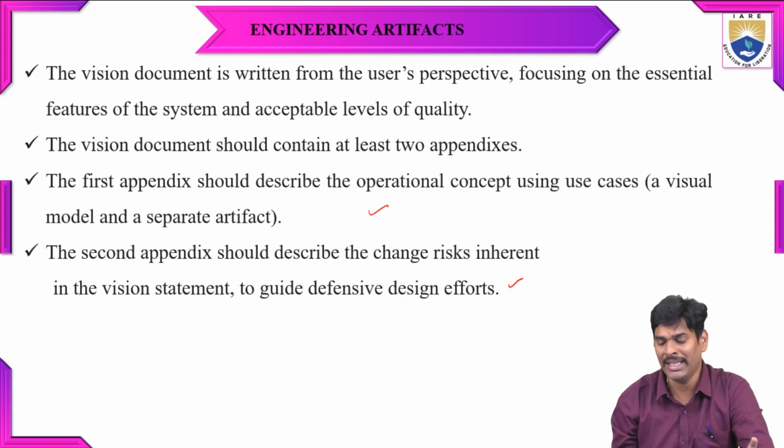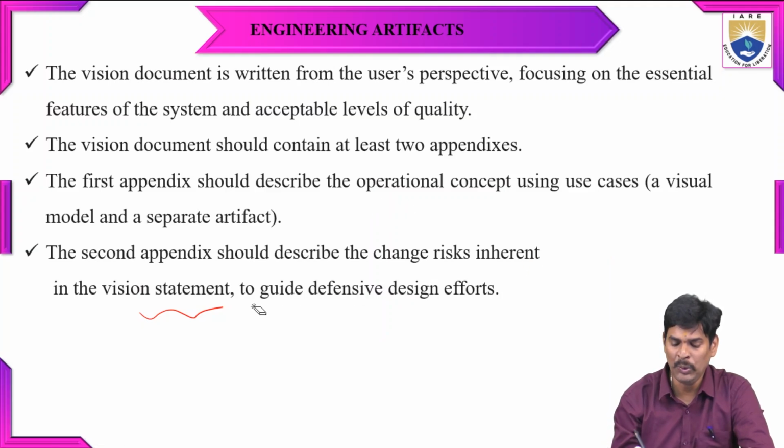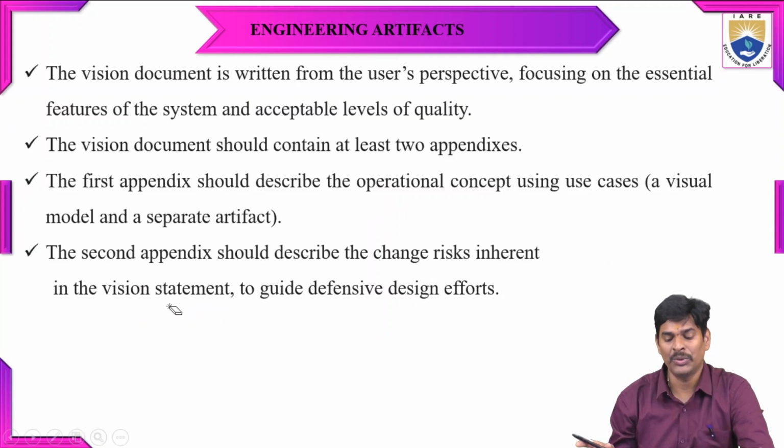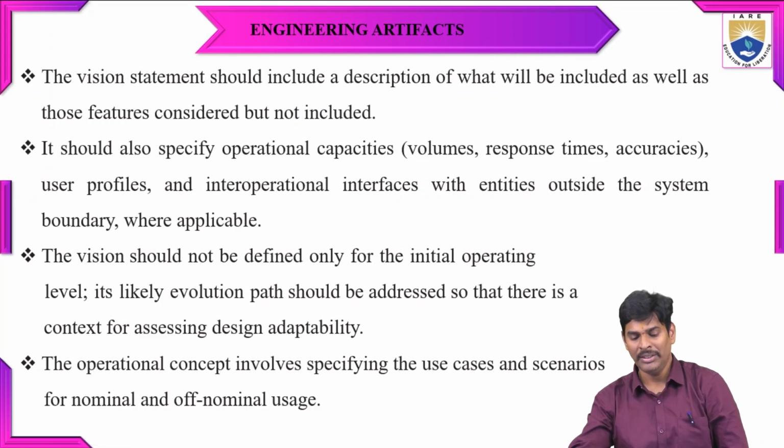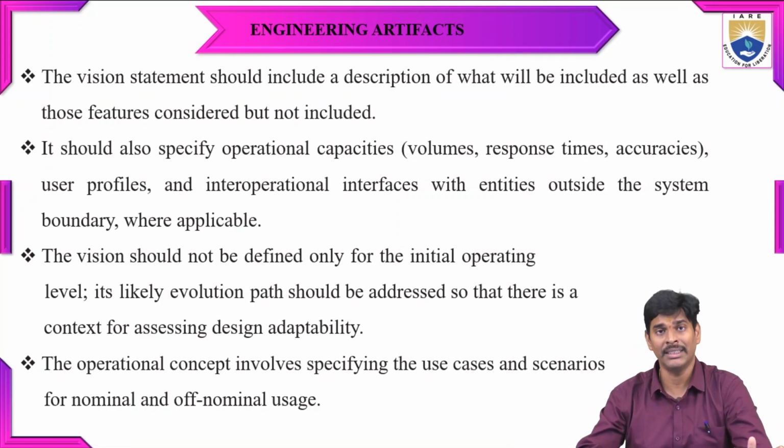The second appendix describes the change risk. Based upon the requirements and the inputs, we can have some freedoms to change the risk inheritance during the vision statements, and we can have the defensive design efforts. So these are the main two appendices, so that based upon the scenarios we can have the changes based upon the risk inheritance.